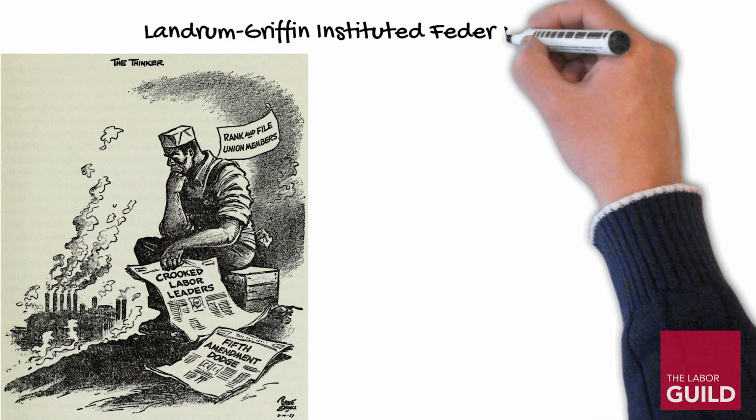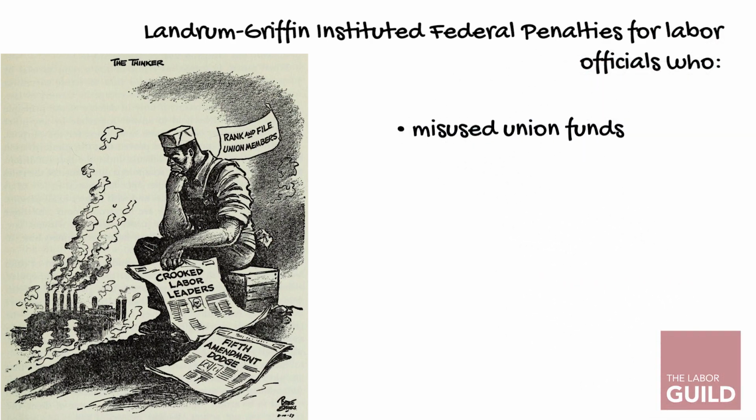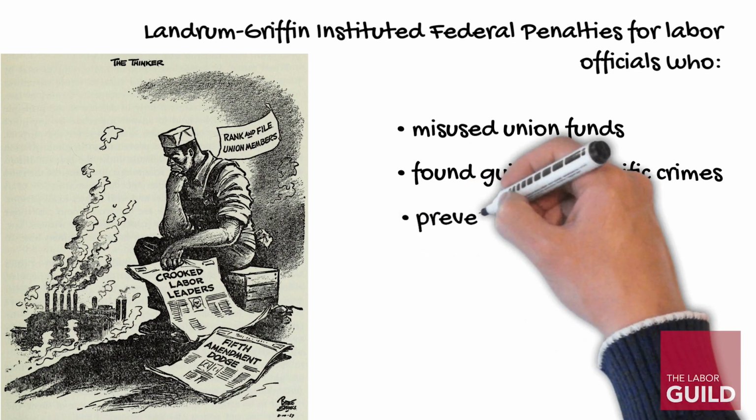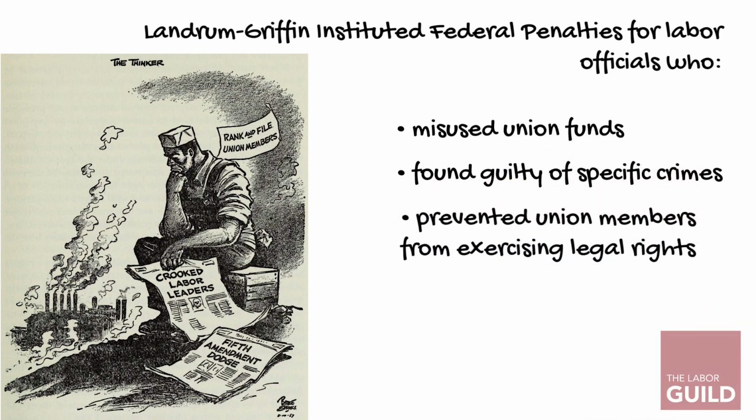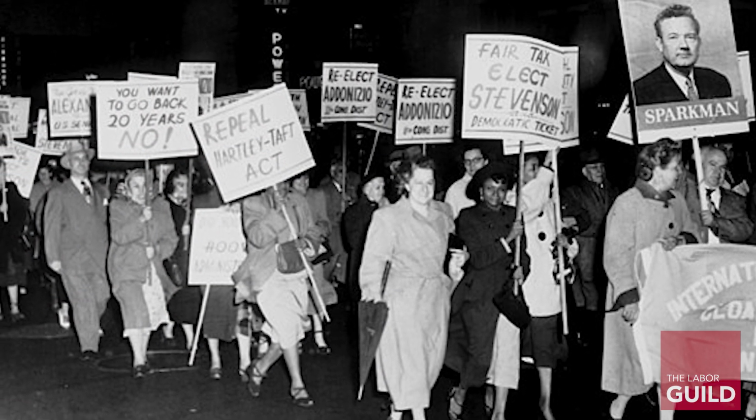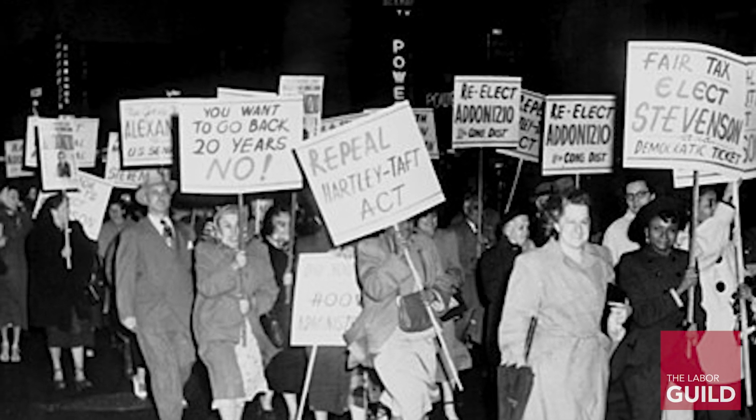The creation of the Landrum-Griffin Act instituted federal penalties for labor officials who misused union funds, who had been found guilty of specific crimes, or who had prevented union members from exercising their legal rights. The act contained other provisions that strengthened parts of Taft-Hartley, which was detested by nearly all factions of organized labor.